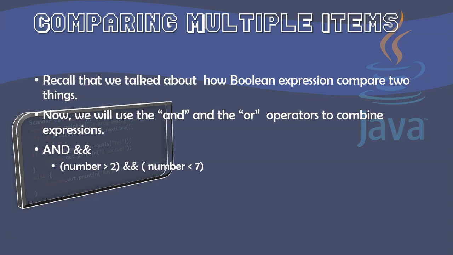So the AND operator we represent with a double ampersand, which for some people is the AND symbol, as you might refer to it, but it's called an ampersand. And here's an example. We want to say, if number is greater than 2 and number is less than 7. The other one is OR. And with OR, you can say count is less than 3 or count is greater than 12.